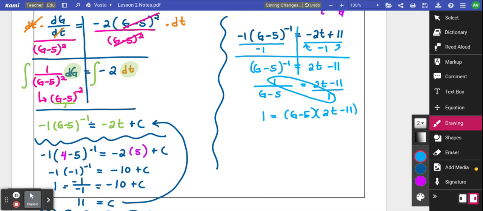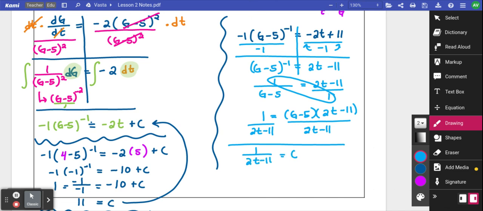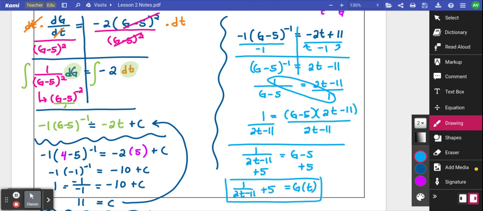In order to get g by itself, I'm going to divide by 2t minus 11. And that's going to give me 1 over (2t minus 11) equals g minus 5. And then I'm just going to add 5 on both sides. So I'm going to have g of t equals 1 over (2t minus 11) plus 5. And that would be my final answer.